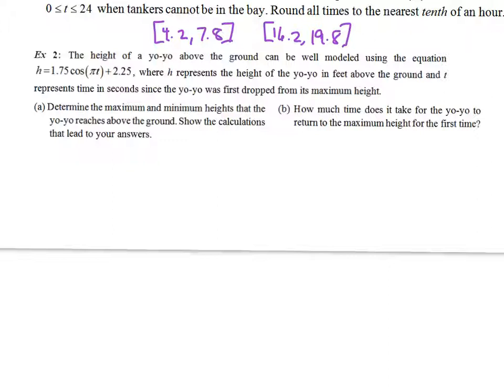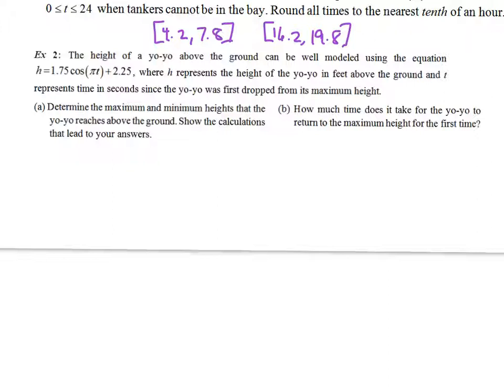Let's look at example number 2. We're talking about the height of a yo-yo above the ground, and we're going to use a cosine function. H equals 1.75 cosine of pi t plus 2.25. H represents the height of the yo-yo in feet above the ground, and t represents the time in seconds since the yo-yo is first dropped from its maximum height.